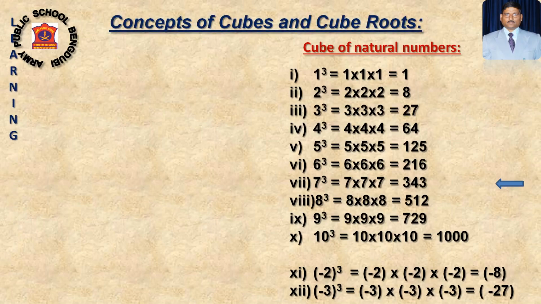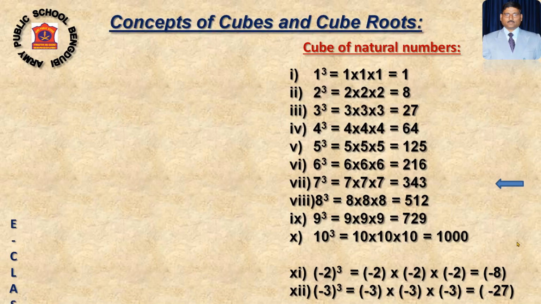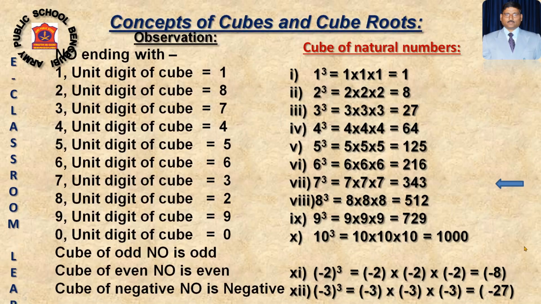One thing to also remember: the cube of a negative number will be negative, and the cube of a positive number will be positive. Whether it is a negative even number or a negative odd number does not matter. If it is negative, the result will be negative. If it is positive, the result will be positive. Understood? Now, why am I doing this? Because we have to find out certain relations.